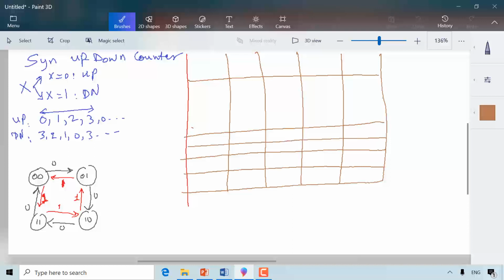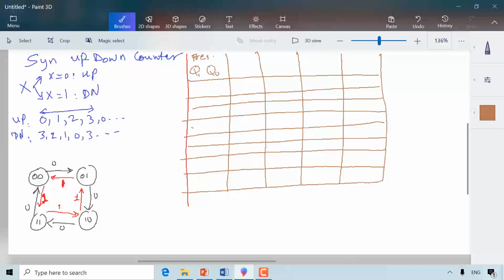Okay, just constructing my table here. So now what's my present state? Present state. It will be Q1 and Q0. I'm going to assume that, of course, I know by now that I need two flip-flops. Let's assume that we are using JK flip-flops for just a change.